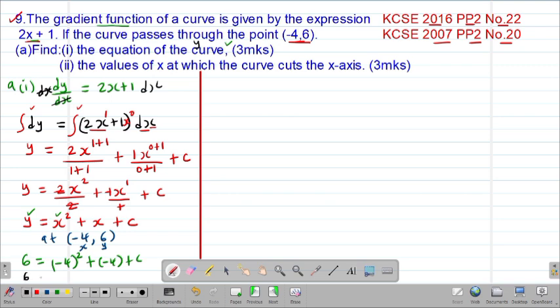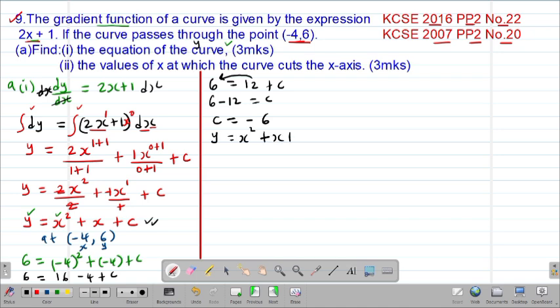Therefore, when we simplify, this is what we're going to have. So this will be 6 equals -4 squared, that will give us positive 16. Then positive times -4 will get -4, then of course plus c. Therefore 6 will be equal to 16 minus 4, which gives positive 12, plus c. I'll take 12 to the other side so that I'm having 6 minus 12 being equal to c. So clearly the value of c will be -6. But remember, our equation was y equals x squared, then of course plus x, then plus c.